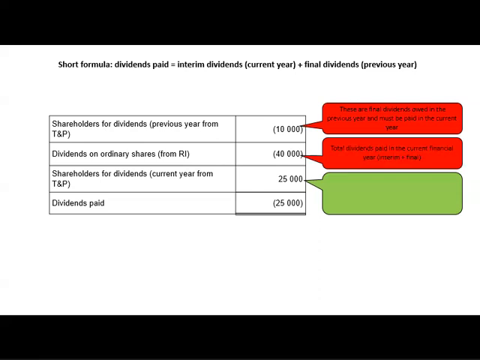And then you are going to add back this year's final dividends. The reason why you're adding them back is because they were not actually paid. They'll only be paid in the next financial year. And you'll be left with dividends paid, which is simply last year's final plus this year's interim.